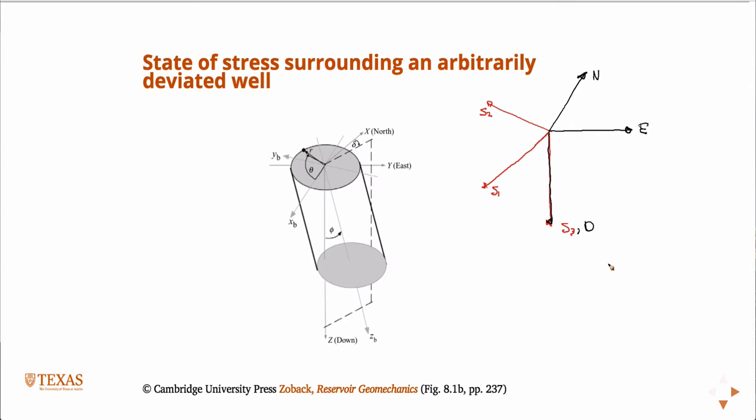And so in this wellbore frame, what you'll have is, it's drawn as ZB over here, right? So some line that goes axial down the wellbore, okay? And the angle between that and vertical is just phi, right? In this case, that's the angle between down in our geographic frame and this axis. And you can see if this phi is 90, then you have a completely horizontal well.